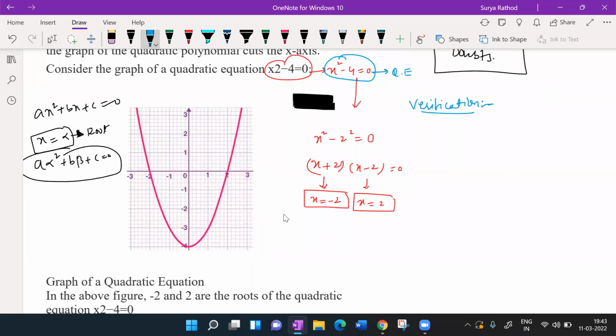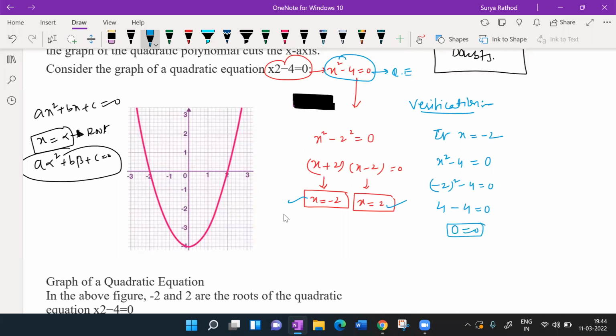What verification? We got two roots. Let's substitute these roots in the quadratic equation and verify whether they are solutions of the given quadratic equation or not. Let's check once. Look at it here. If x is equal to minus 2, what is the quadratic equation given to you? x square minus 4 is equal to 0. So minus 2 whole square minus 4 is equal to 0. Minus 2 whole square is what, beta? Any minus number to an even power is always going to be a positive number only. So 4 minus 4 is equal to 0. So 0 is equal to 0.